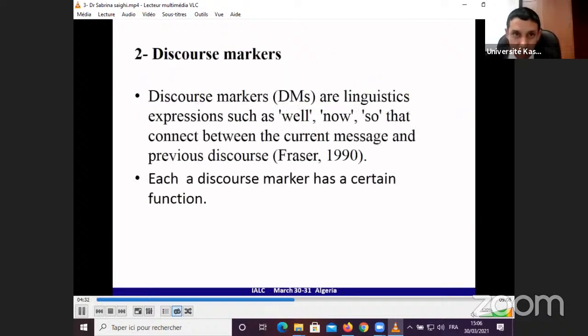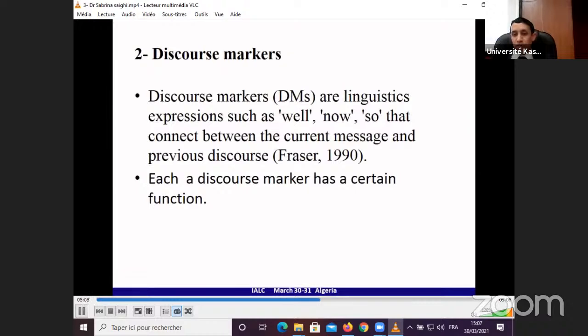To write a good paragraph, it has to be unified, coherent, and developed adequately. A coherent paragraph needs the use of discourse markers. So what do we mean by discourse markers? Discourse markers are linguistic expressions such as well, so, that connect between the current message and previous discourse. Each discourse marker has a certain function.